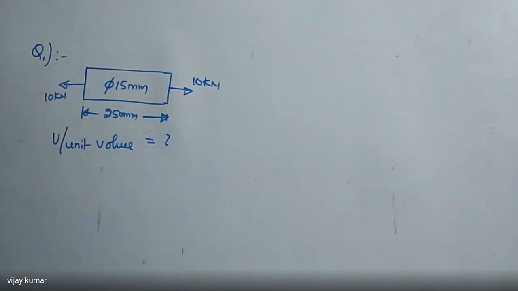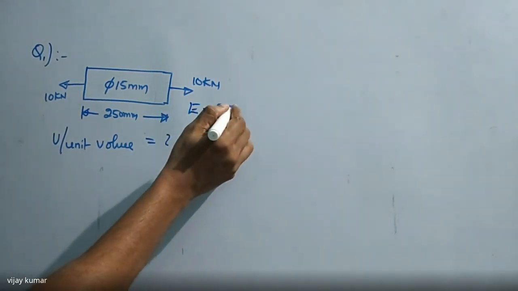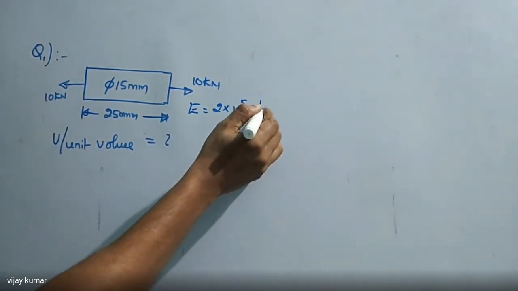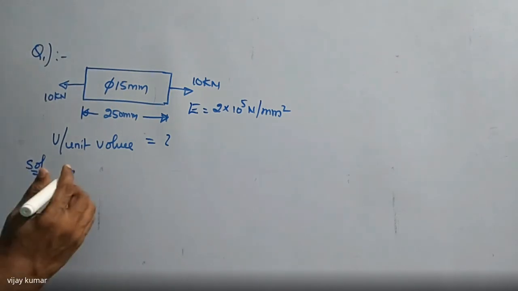So this is the case given. Young's modulus is also given. This is a steel bar, that is 2 into 10 to the power of 5 Newton per mm square. So how to calculate here now? First of all, you have to identify which case it is. I have told you the number of cases. So which case is it? This is the first case, axial load. It is a gradually applied load or static load, whatever it is. It's a gradually applied load.